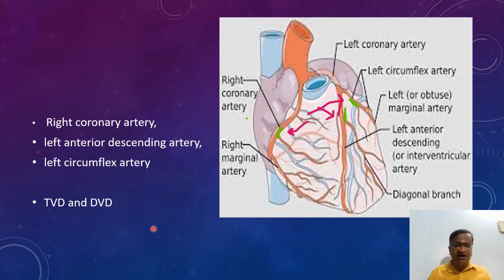Now, usually they call DVD, TVD and all. So double vessel disease and triple vessel disease. So what are the three main vessels? This is the RCA, right coronary artery. This is the left anterior descending. This is the left circumflex. If these are blocked, then you call it TVD. If two out of the three are blocked, you call it DVD. This is the common interpretation.